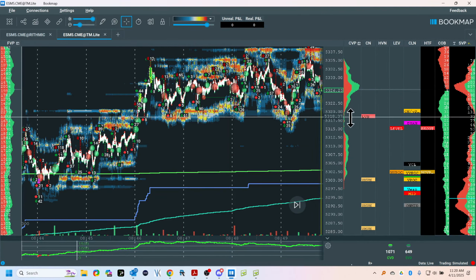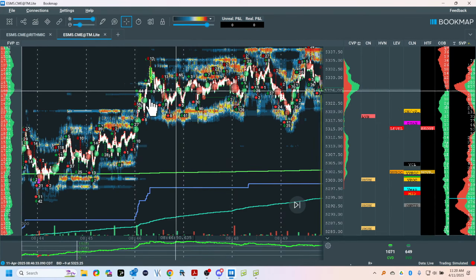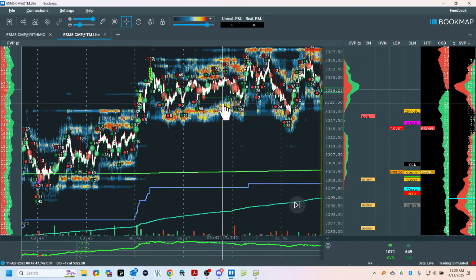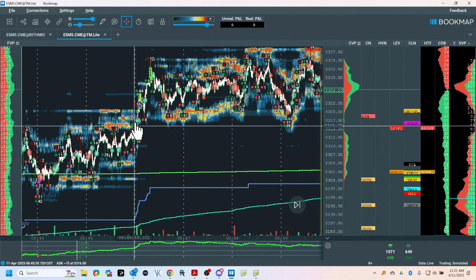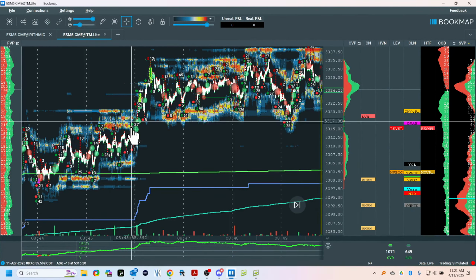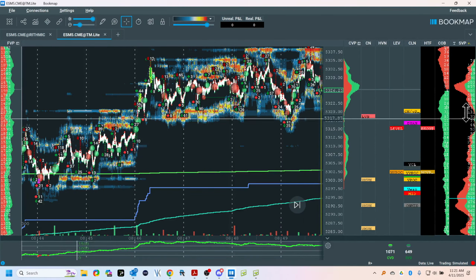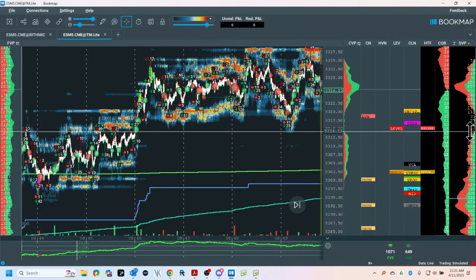Okay, that's the auction. So if the auction with the sweep, which suggests counter rotation, if I come outside to where the buyers took control and we came out of here, now I know where my buyers took over and the outside edge is out in here. That's the low volume node.